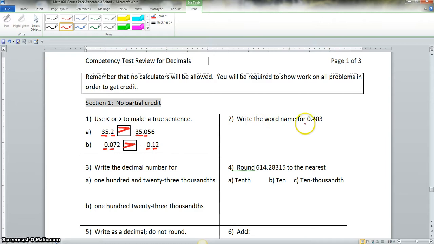Okay, now it says write the word name for 0.403. So what we would do is this: since we have no number in front of the decimal, we just write out the word name for the numbers behind the decimal. We know that this is 403. And then we look at the place value. This is tenths, hundredths, thousandths. So it's 403 thousandths with a THS. So that is your final answer, 403 thousandths.